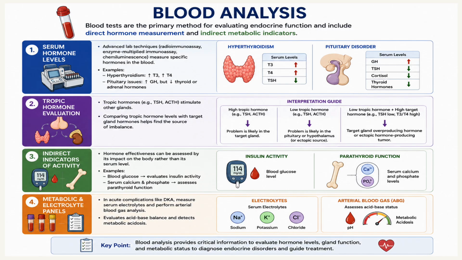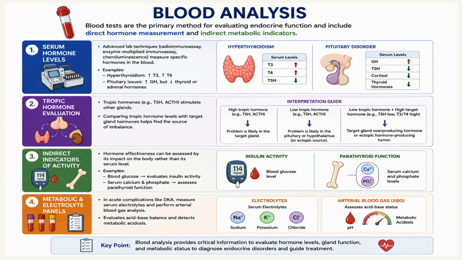These also help, and they're very important during acute endocrine emergencies, for example, diabetic ketoacidosis or DKA. We measure serum electrolytes, including sodium, potassium, and chloride, as well as ABGs, as we mentioned in our ABG lecture, right? These tests will help us identify metabolic acidosis, electrolyte imbalances, and the severity of the patient's condition.